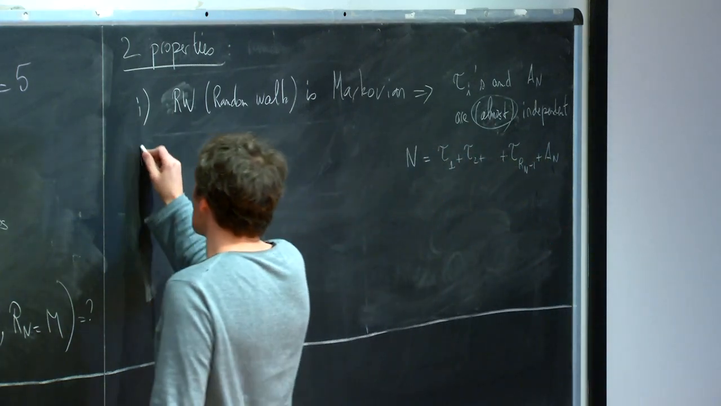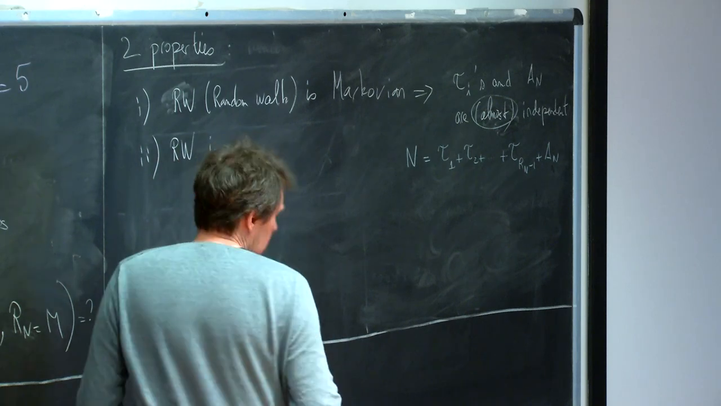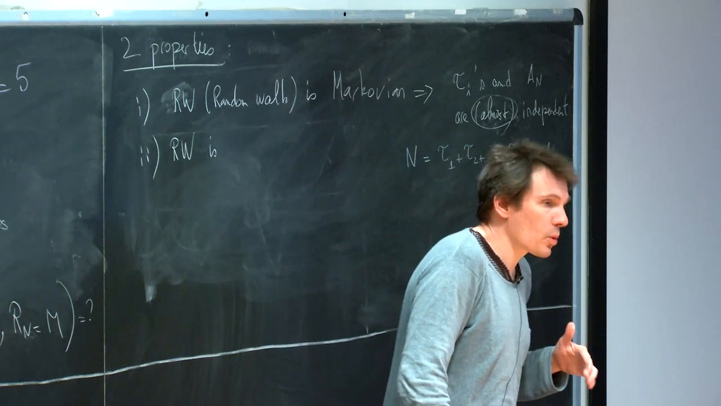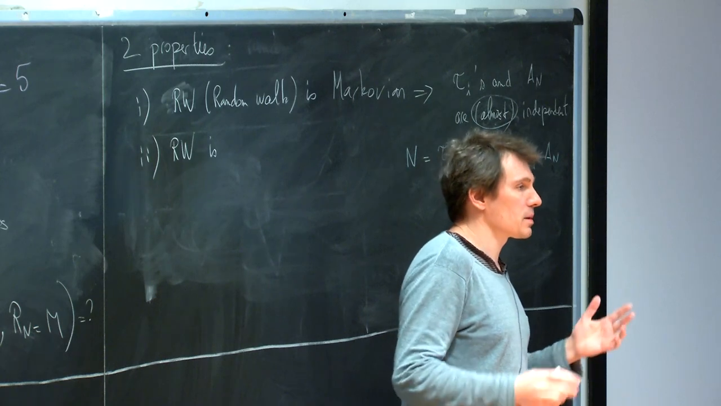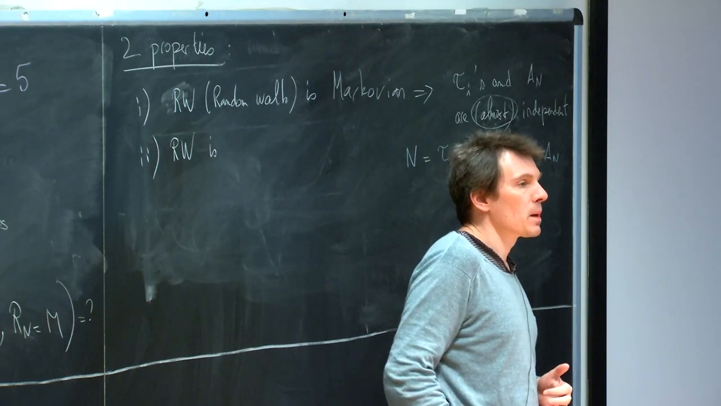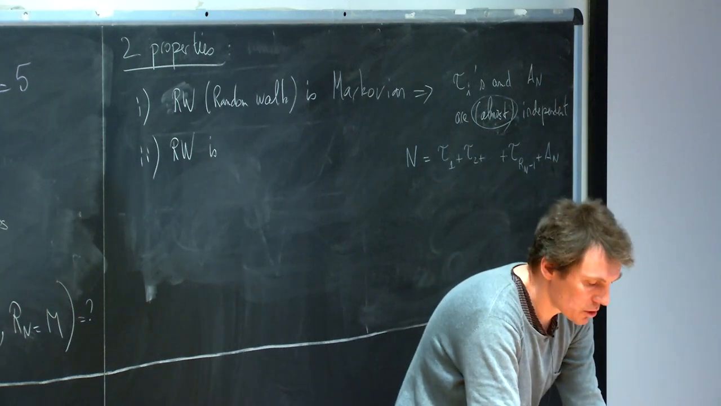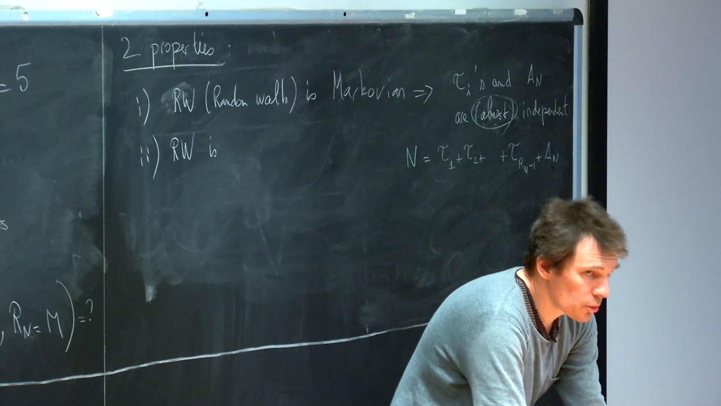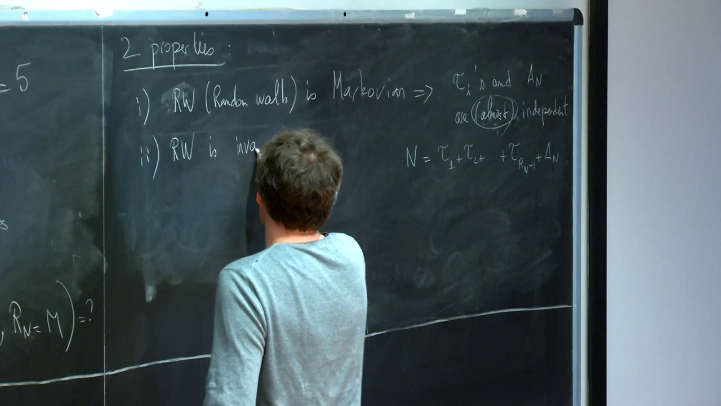Now the other property is that we know that the random walk is invariant under translation. So that means that if you look at a random walk that starts at x naught equal to 10 or a random walk that starts at x naught equal to 100, if you just translate them to start at 0, then they will be exactly the same statistically. So this random walk is invariant under translation.